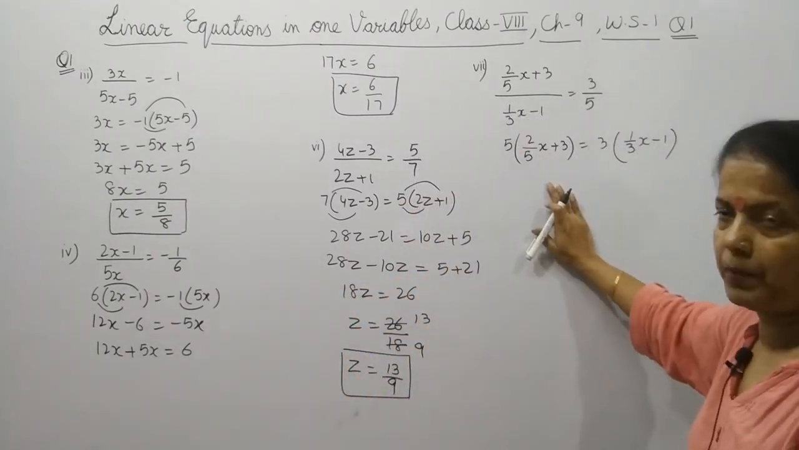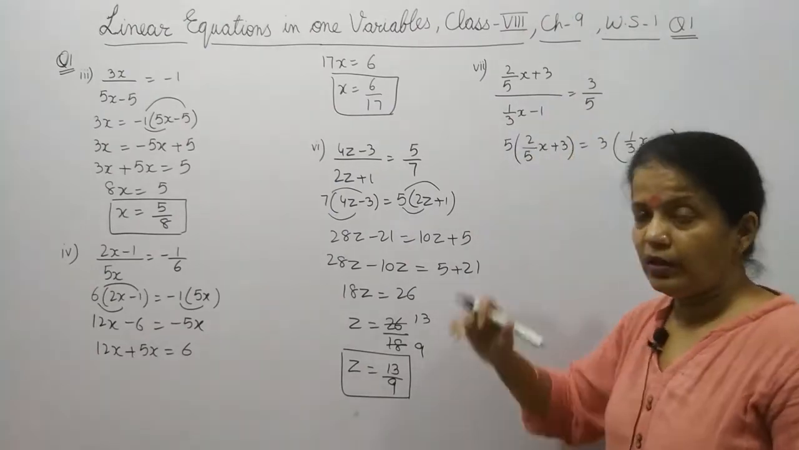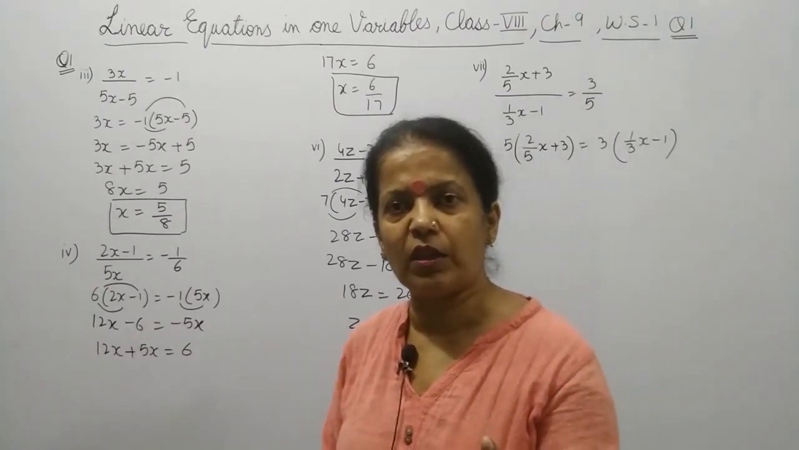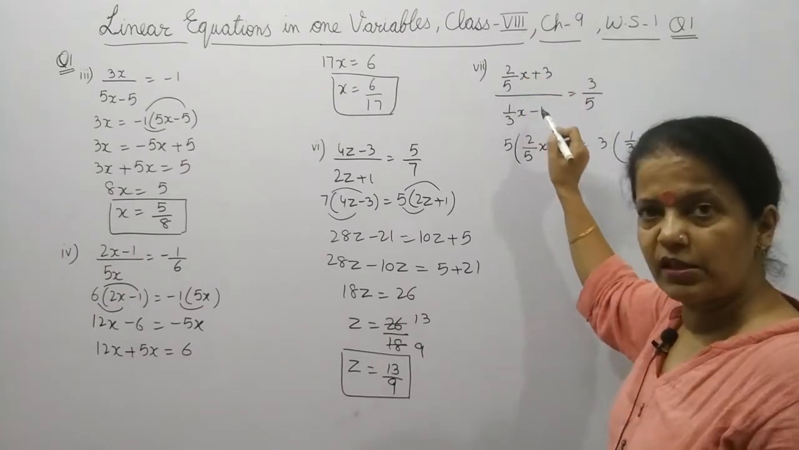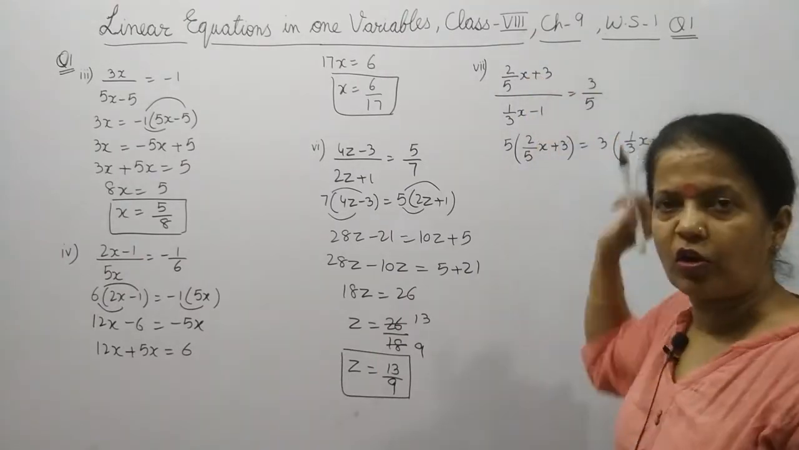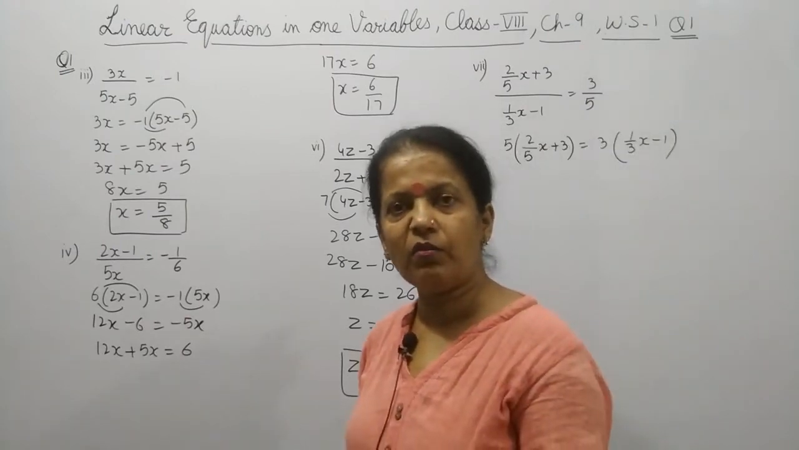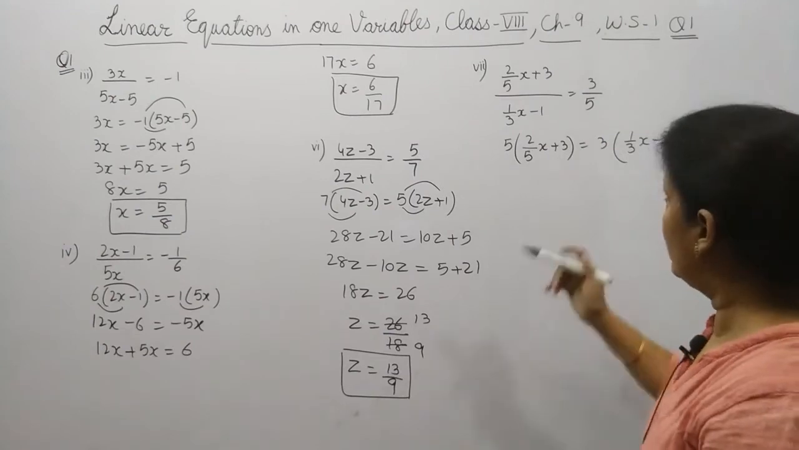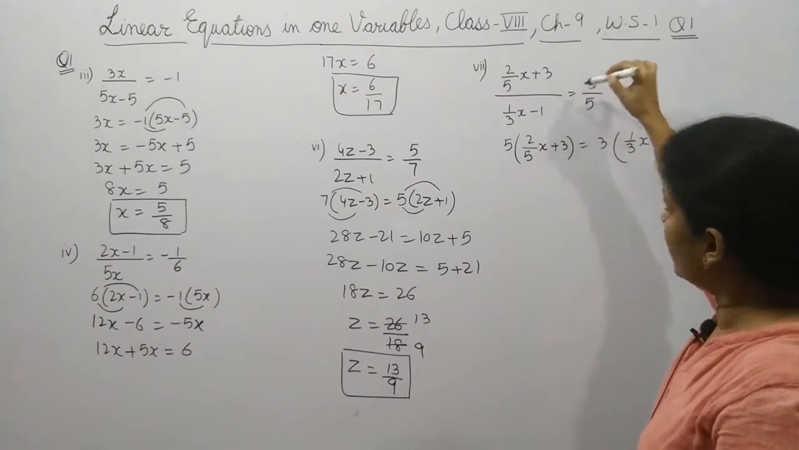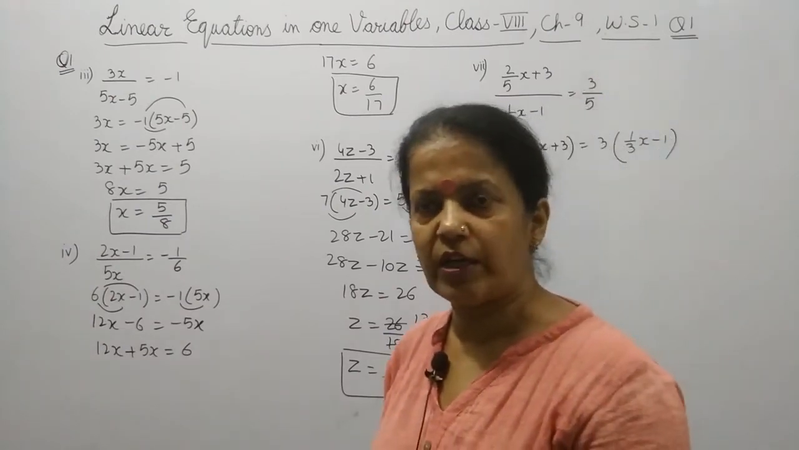Come to the seventh part. There are two ways to do the seventh part. Either you solve it first by taking its LCM and then do the cross multiplication, or the second way is to do the cross multiplication straight away. So what will we do? We will do the cross multiplication straight away here.